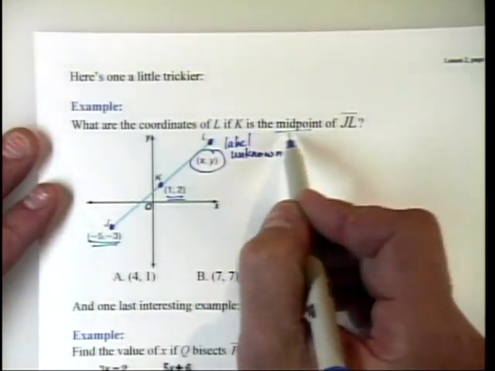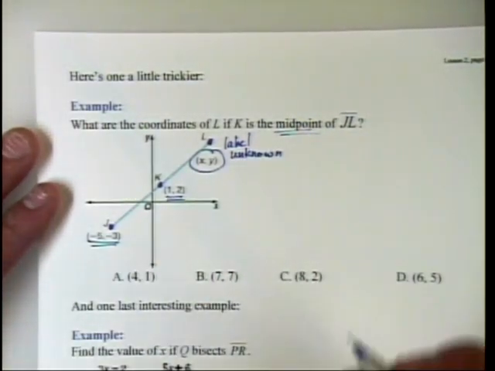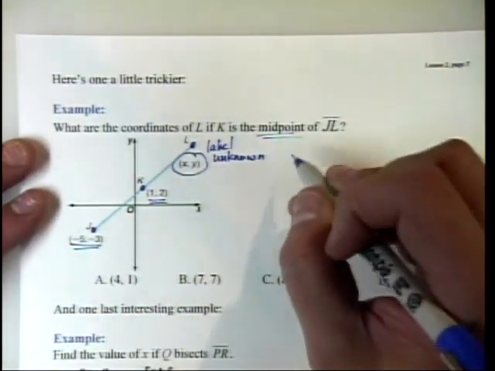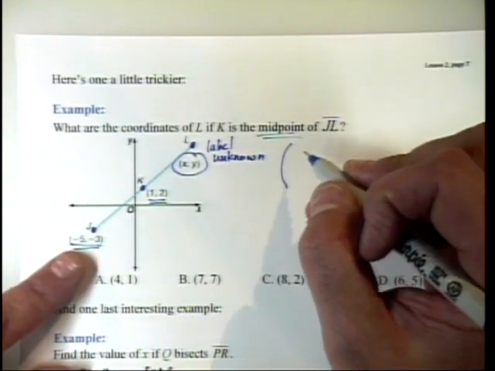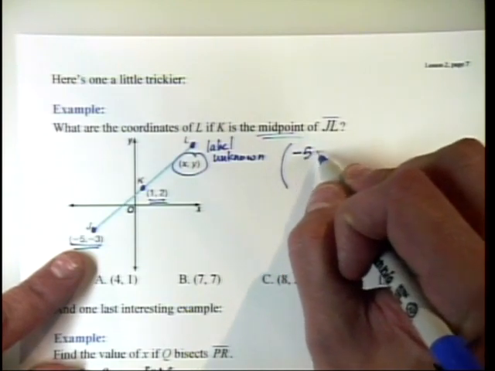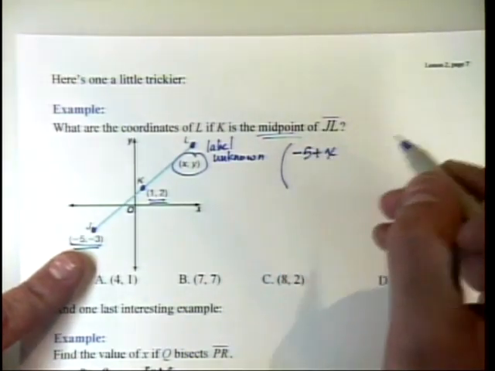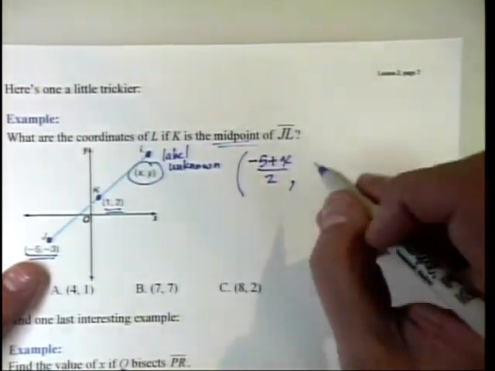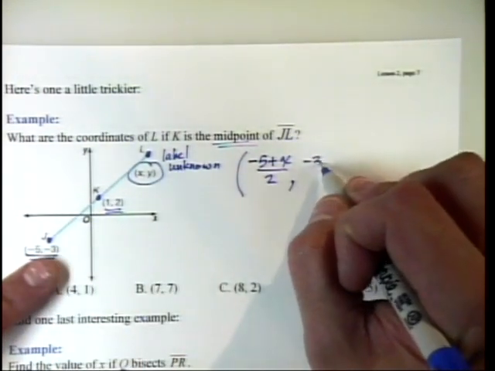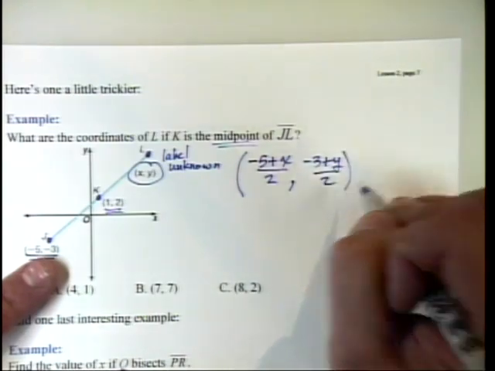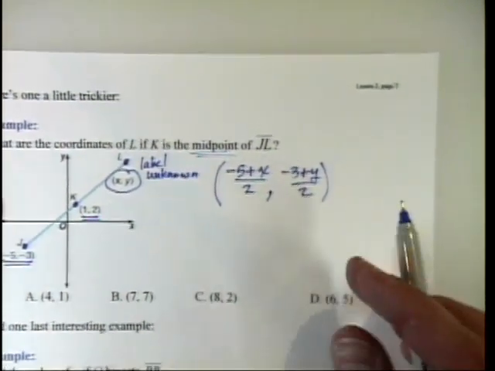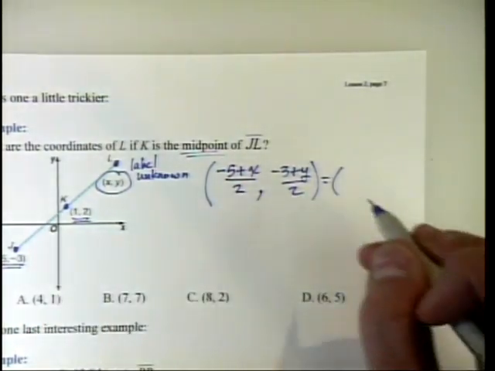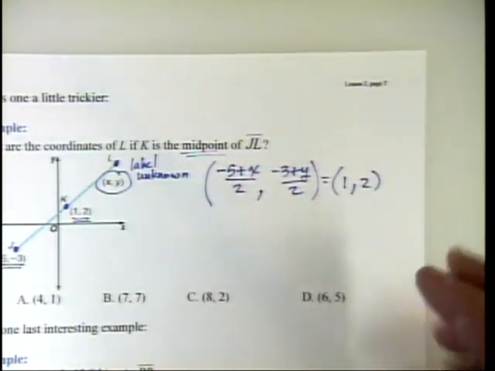Now, the word midpoint is a clue to use the midpoint formula. Let's go ahead and write what we know from the midpoint formula. J is the endpoint and L is the endpoint. So if I add the x coordinates together, -5 plus x, the unknown, and divide it by 2, that's going to be my new midpoint x coordinate. And I take the y coordinates, -3 plus y, and divide by 2. That's my new y coordinate. Well, it just so happens that I know what those two are supposed to equal. That's supposed to equal my midpoint, which is the point 1, 2.